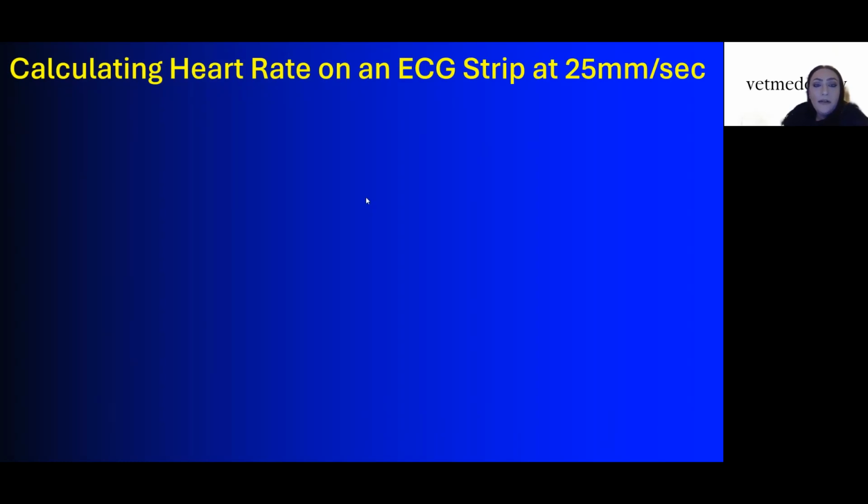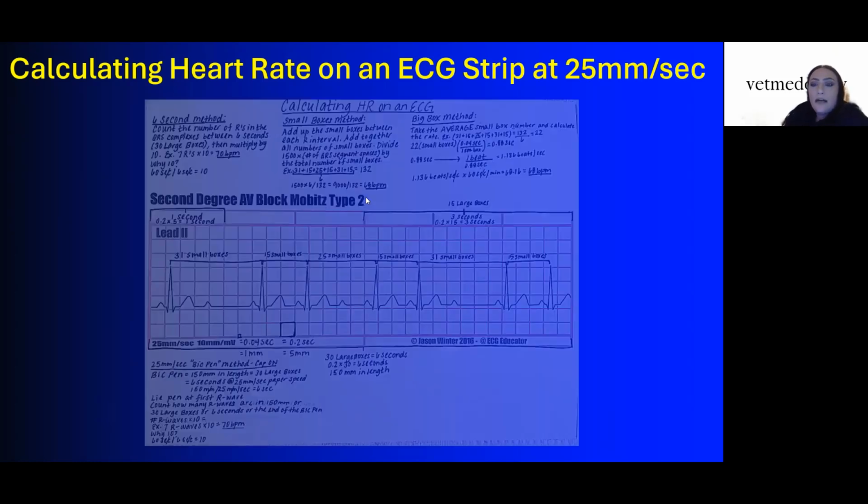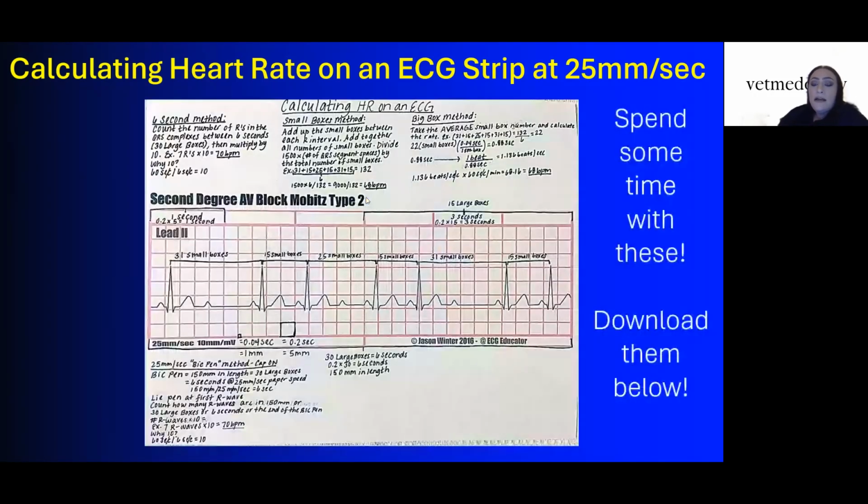Okay, so calculating a heart rate on an ECG strip at 25 millimeters per second. I recommend that you guys go ahead and spend some time with these, and you can download them when the webinar is uploaded to the website. I will have the entire lecture uploaded as well with the links and videos, things like that. So you'll be able to access this link and save it and whatnot, so that you can download this.